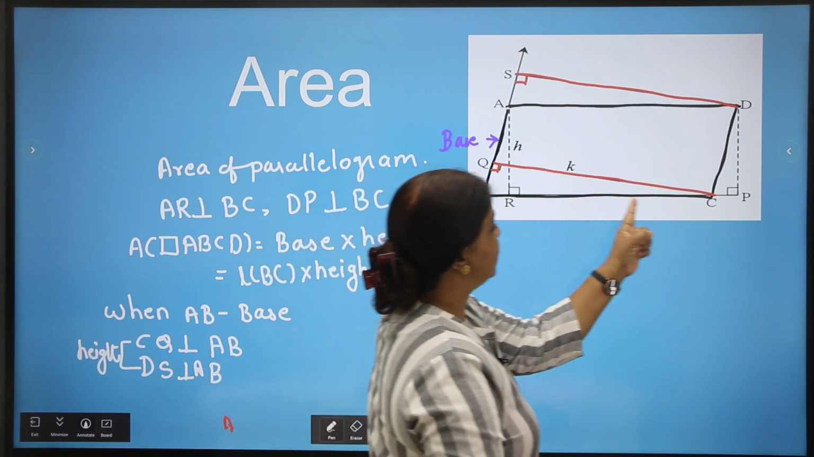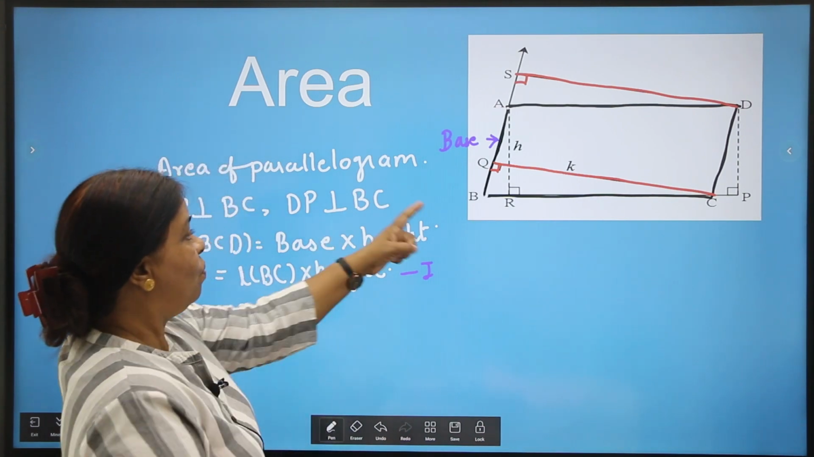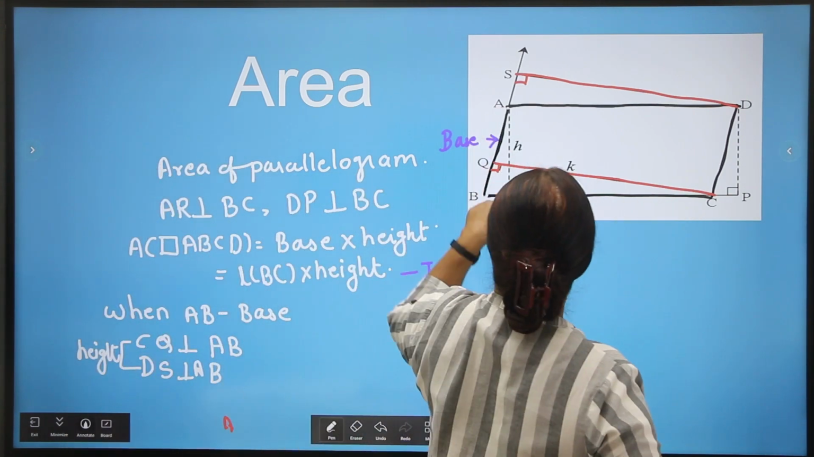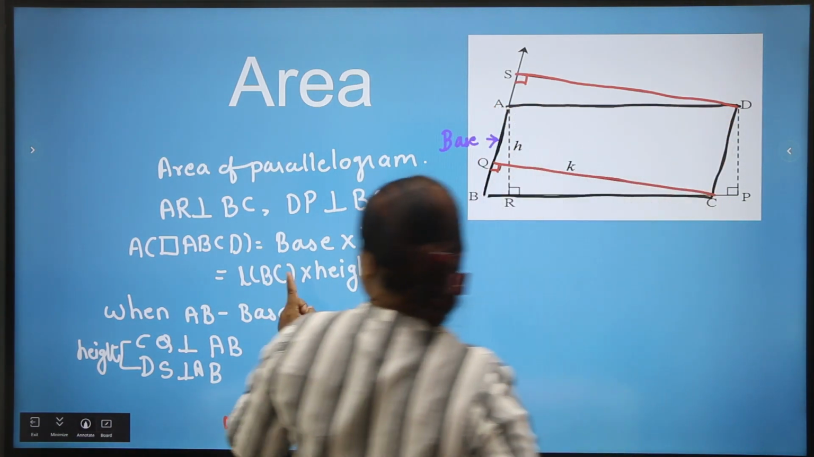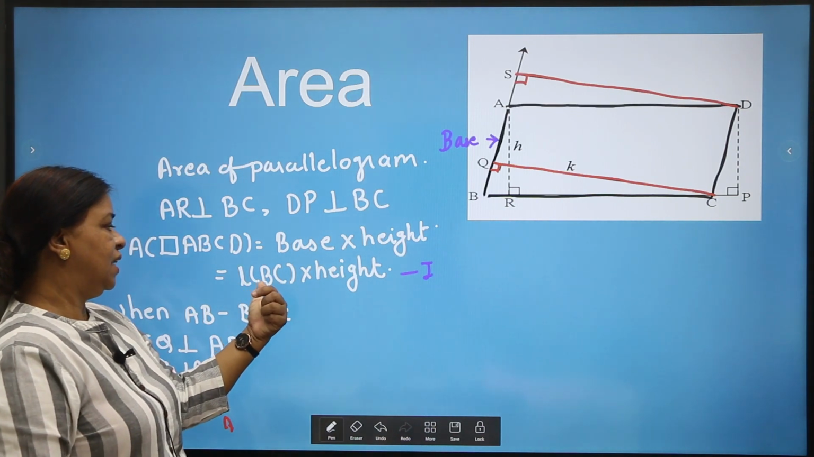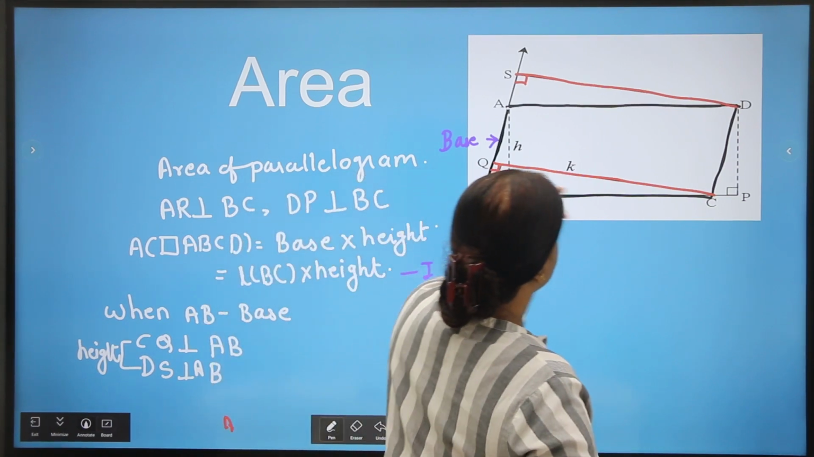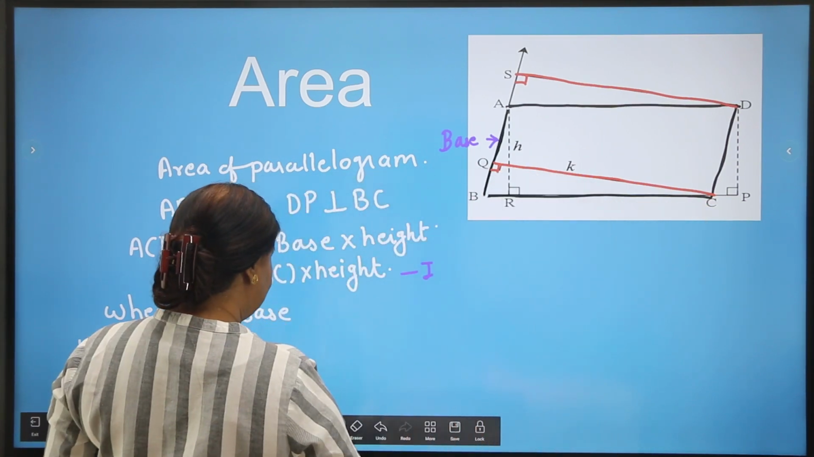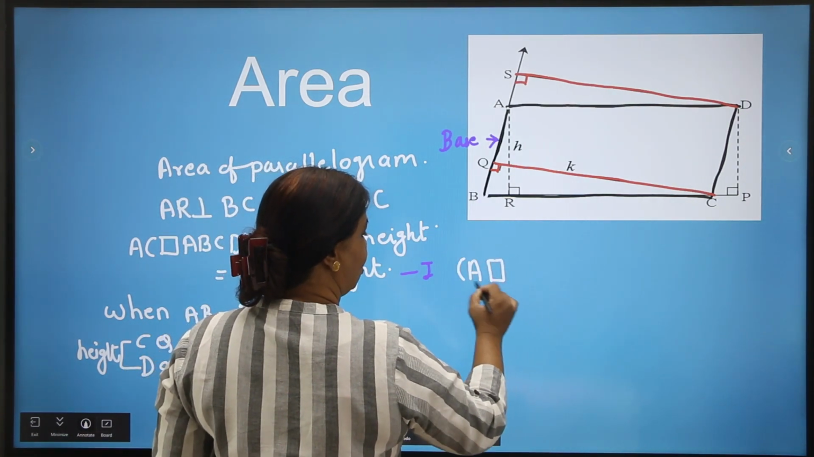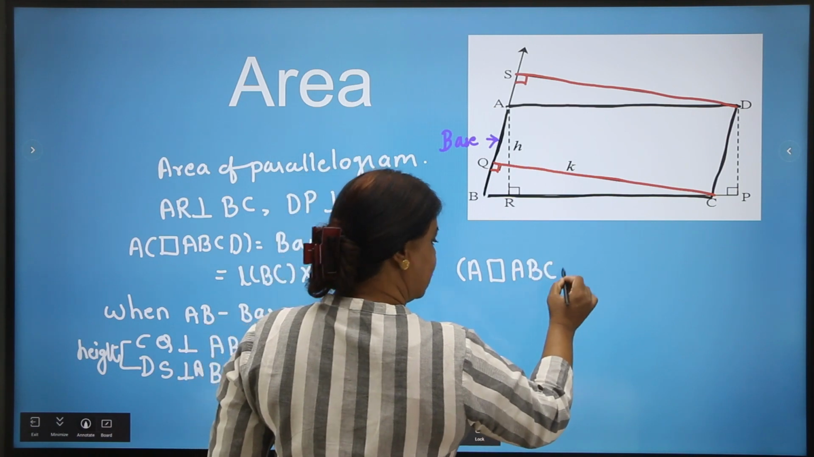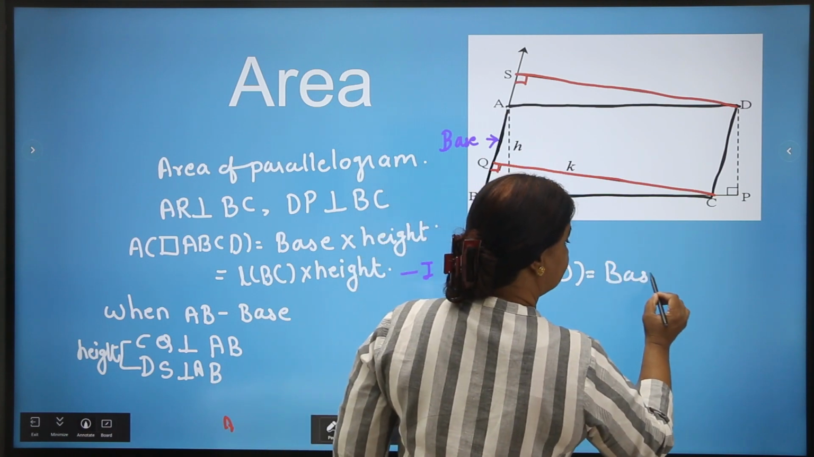When I am considering BC as base, AR and DP are height. So when BC is base, AR and DP are height, the area of the parallelogram is what? Base into height, that is length BC into height. When AB is the base and CQ is the height, what will be the area? Area of parallelogram ABCD will be equal to again base into height.